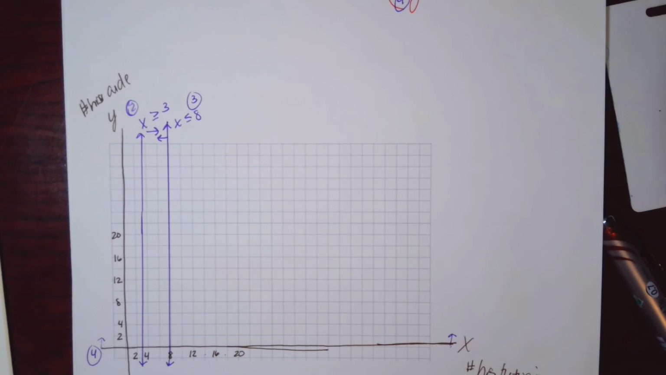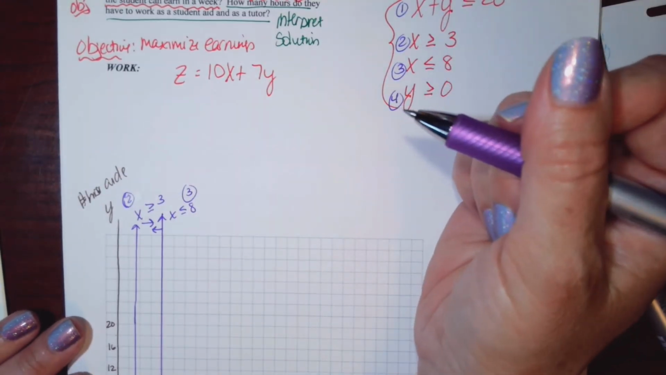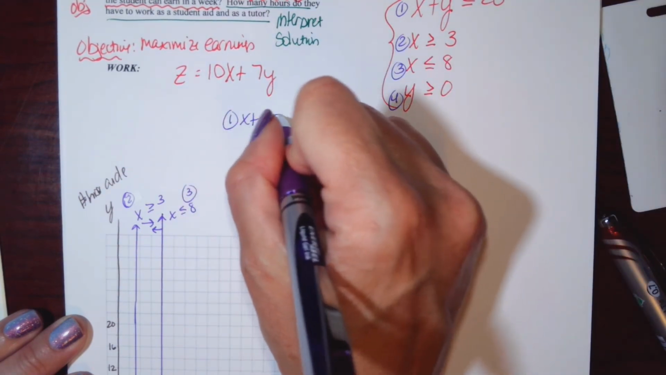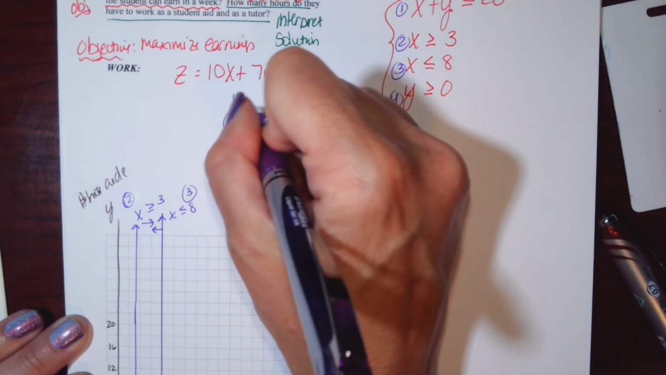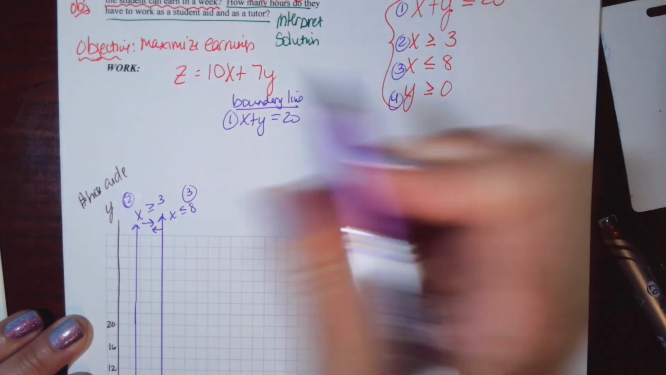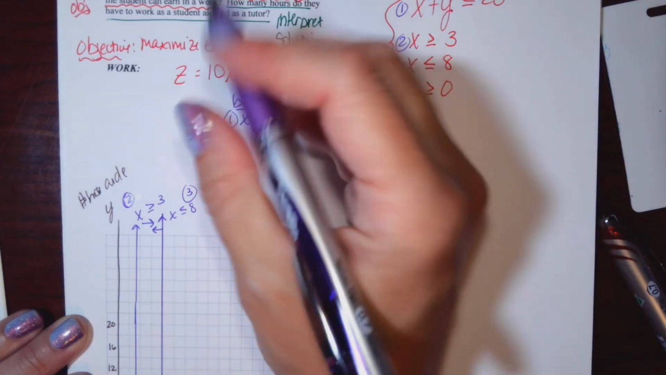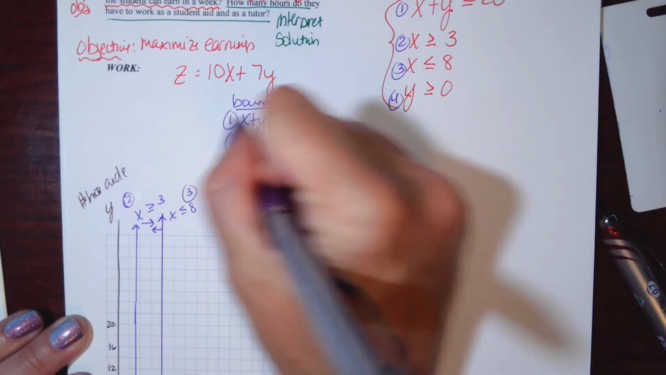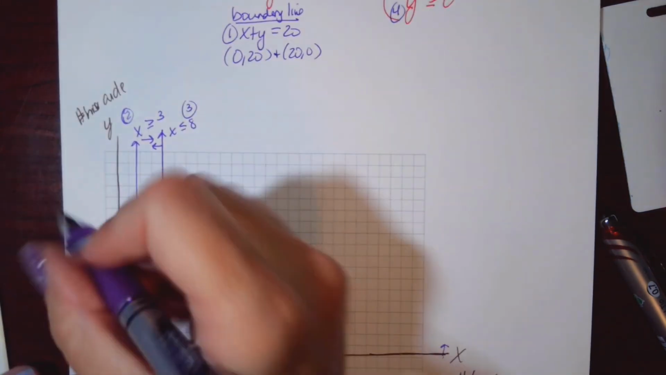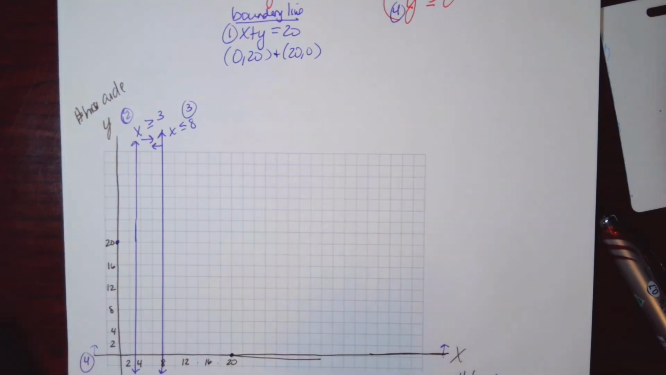We need to graph boundary 1. My first boundary line, X plus Y equals 20 as a boundary line. Remember, I said if you plug in 0 for X, you get 20. If you plug in 0 for Y, you get 20. So I can graph it using my intercepts. So (0, 20) and (20, 0).